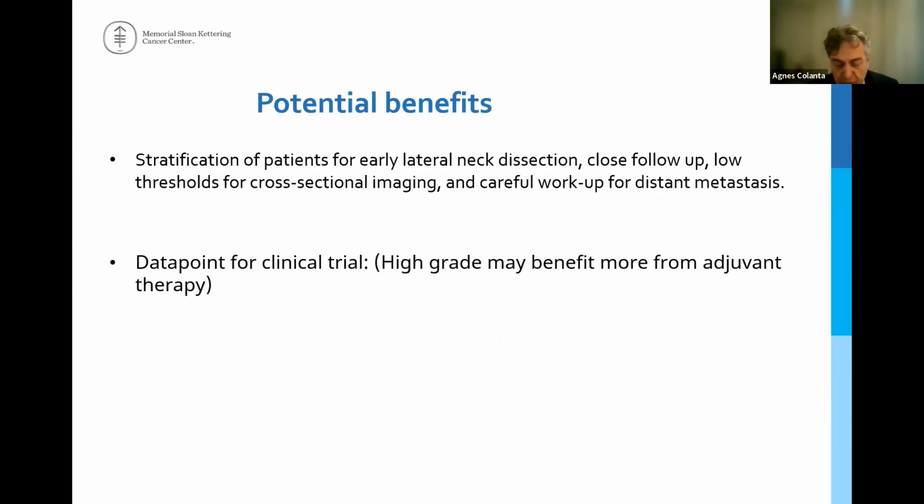So what's the purpose of all this hard work? We hope that because patients with high-grade medullary carcinoma have a worse outcome, they may benefit from early lateral neck dissection, close follow-up, a low threshold for cross-sectional imaging, and careful workup for distant metastasis. Also, this can be used as a data point for clinical trials, because one will assume that high-grade patients may benefit more from adjuvant therapy.